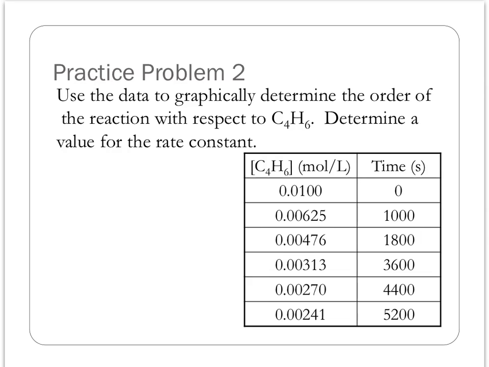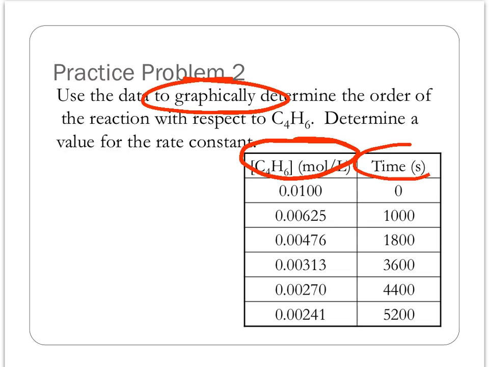Then we're going to have you do here a second practice problem. This second practice problem is going to require you to do some graphing. Okay, this is really the way that scientists determine the order of a reaction. The method of initial rates is okay, but it does have some limitations. The real way scientists go about finding the order of a reaction is to collect concentration data over a broad range of time. So here we have a table of data where the concentration of C4H6 is monitored over 5,200 seconds, as you can see from the chart.